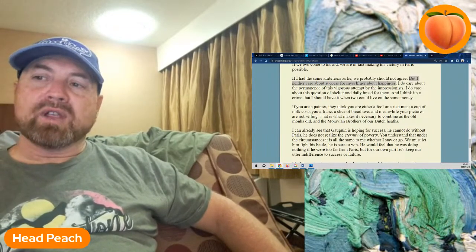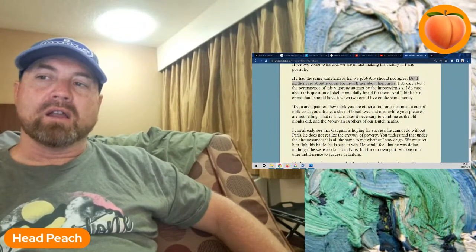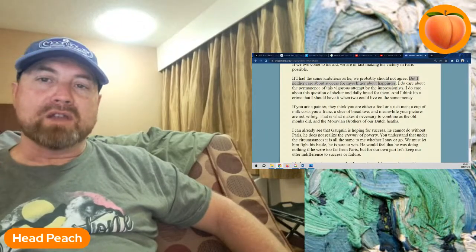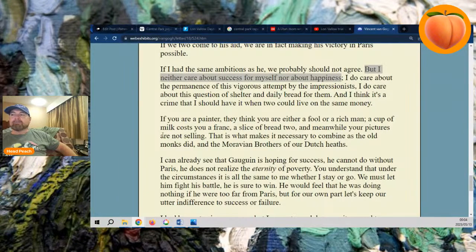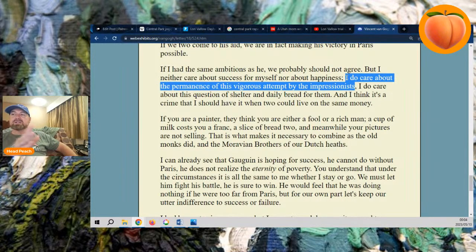But this is the sort of thing that the art scholars don't highlight. These ordinary comments that he makes constantly about, I'm okay with my situation. He says, I do care about the permanence of this vigorous effort by the Impressionists. He's saying, I don't care about this, I don't care about that. I do care about the permanence of this effort, this vigorous attempt by the Impressionists.